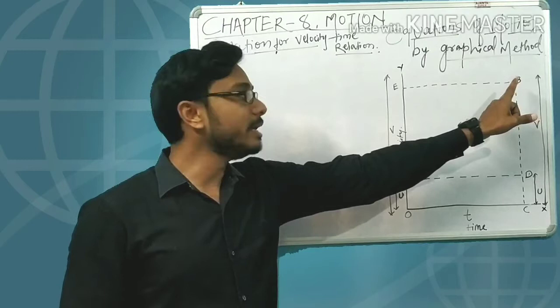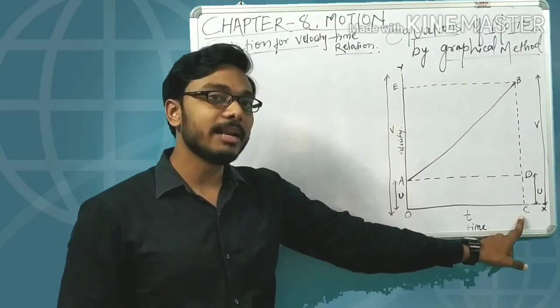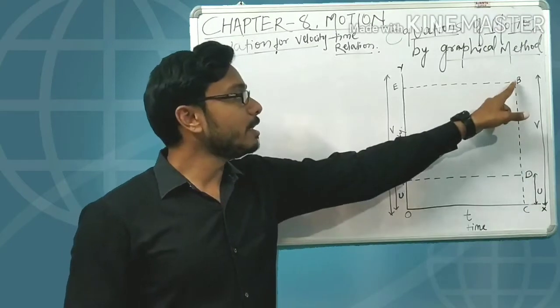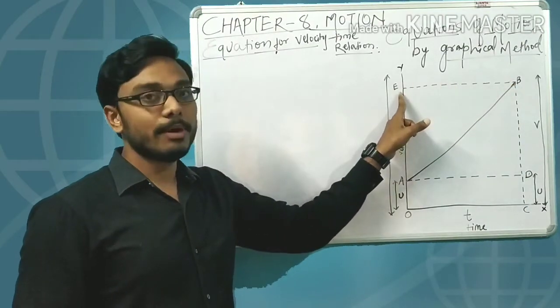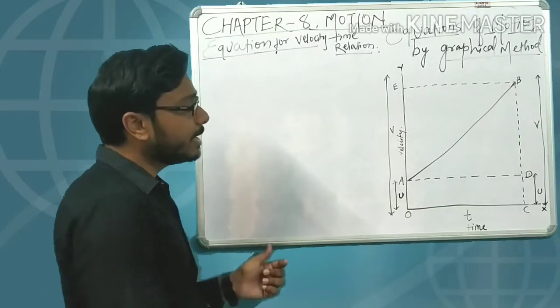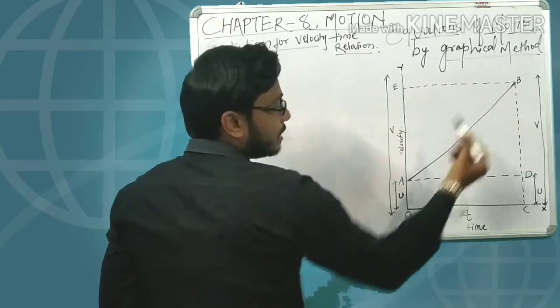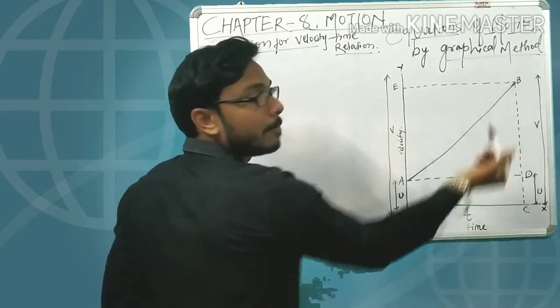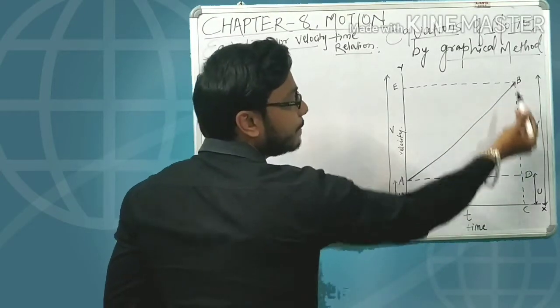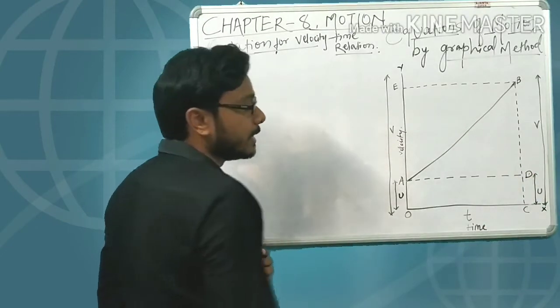So from point B we'll draw two perpendicular lines, that is from point B to the x-axis, and we'll name it point C. From point B to the y-axis, that will be point E. So we have drawn two perpendicular lines here, and here you can see the body is traveling from A to B. So the final velocity will be at B. So we can say B to C can be denoted as V, the final velocity.